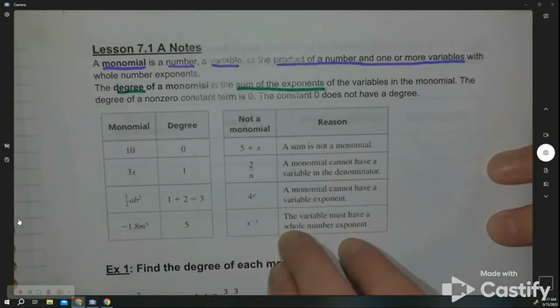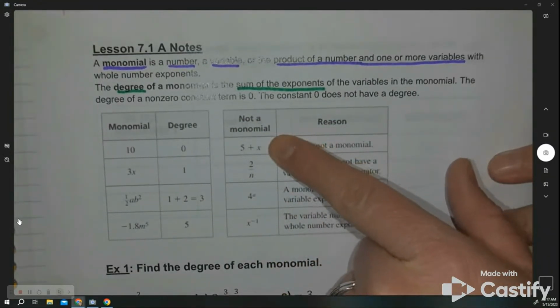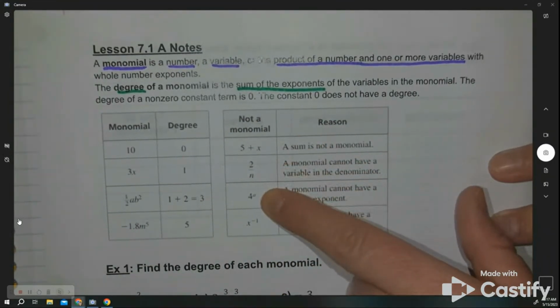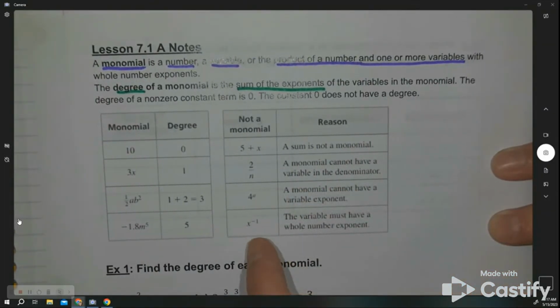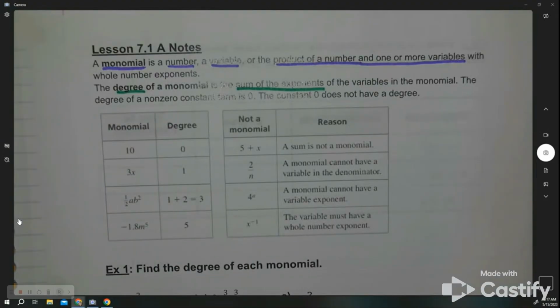And then this table over here also gives you some non-examples to take a look at. So here we're adding, that doesn't work. We're dividing, that doesn't work. This one is raised to a power, so it's a constant and a variable, but it's raised to a power, so that doesn't work. And then this one, we have a variable, but the variable must have a whole number exponent, so that has a negative exponent, so that one doesn't work.